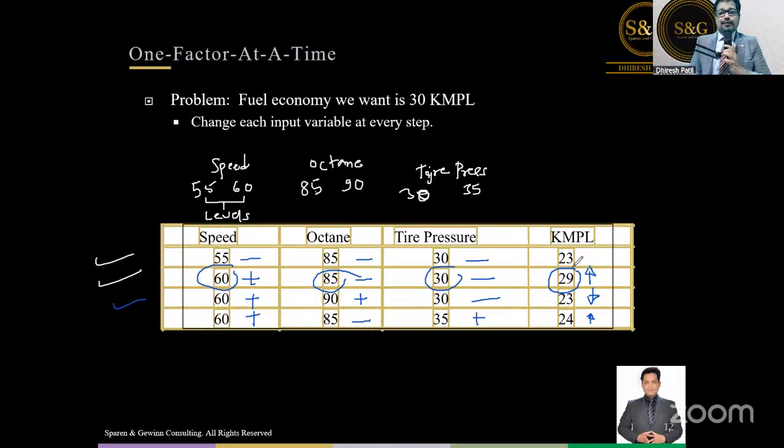Clear? Are you clear with this? Just give me yes in the chat box. This is called OFAT keeper strategy. Clear? Very good. Now the question is, have they tried all permutation and combinations? Give me yes or no in the chat box. Have they tried all permutation and combination in this?